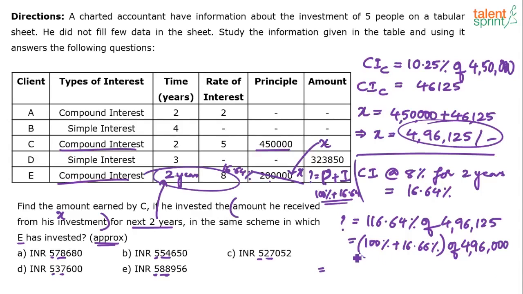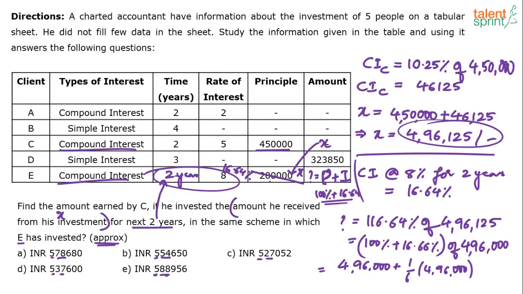It will be 100% of 4,96,000, which is 4,96,000 as it is, plus 1/6. 16.66 is 1/6. 1/6 of 4,96,000. So 4,80,000, 1/6 of 4,80,000 is 80,000. 1/6 of 16,000 is approximately 3,000. So 83,000. You understand? Somewhere around 83,000.